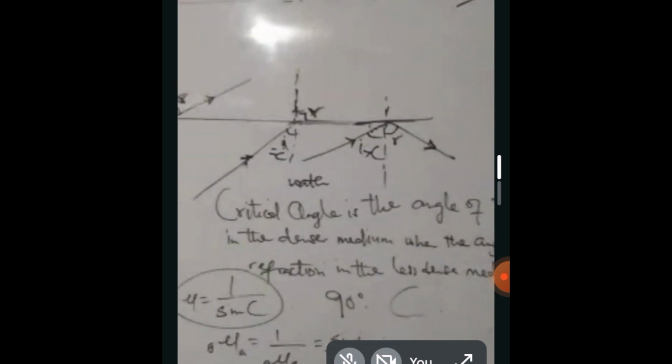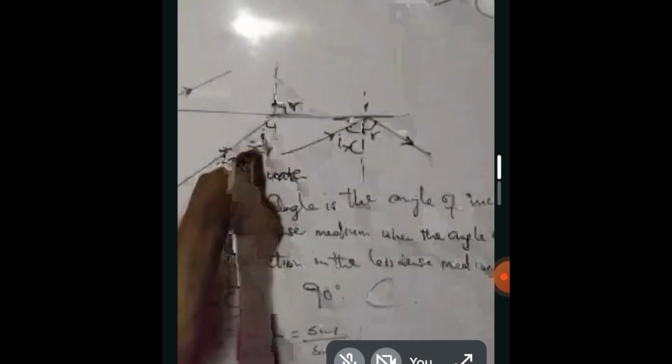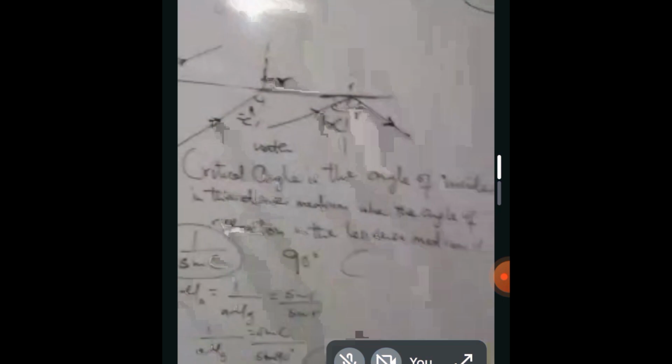Does it mean that for a refraction to take place, the refracting angle must be 90 degrees or less? For refraction to take place, the refracting angle will be less than 90 degrees. Okay, so I think I got what you want to say: for refraction to take place, the angle of incidence must be less than the critical angle. Once it becomes the critical angle, we have the critical case, and when it becomes greater than the critical angle, we will have total internal reflection.